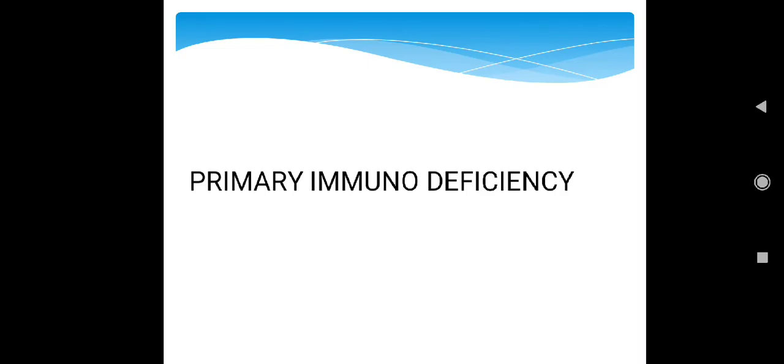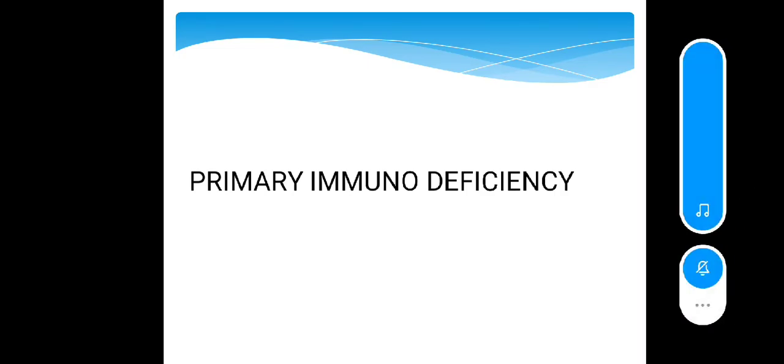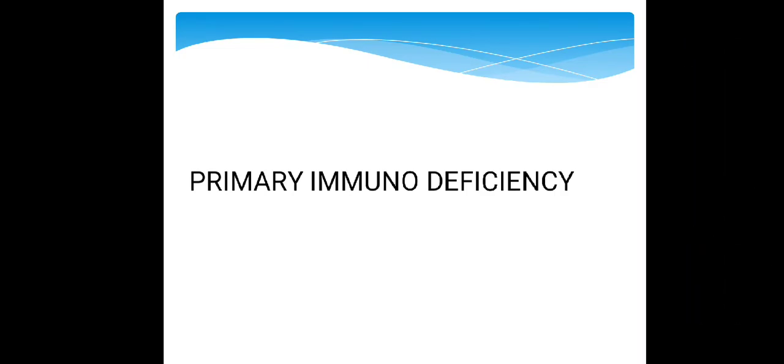Disorders, acquired disorders, or secondary disorders. So the most common thing is secondary disorder. Among this, which is more common, as you already know, is HIV. HIV is a secondary immune disorder. So today let's see more of primary disorders.